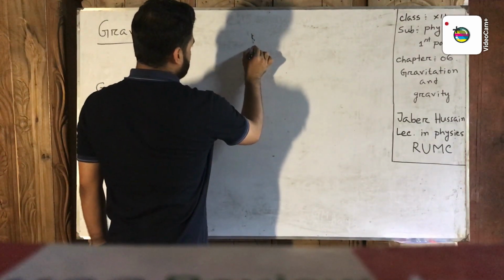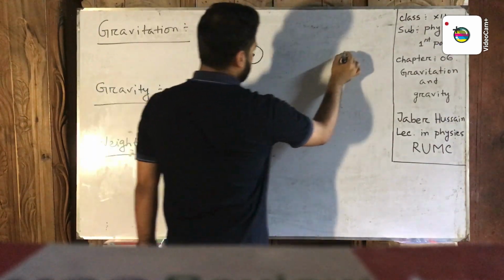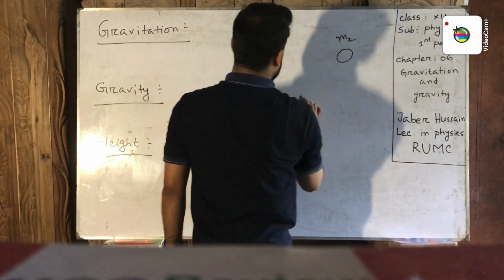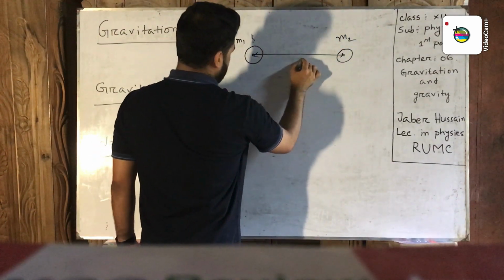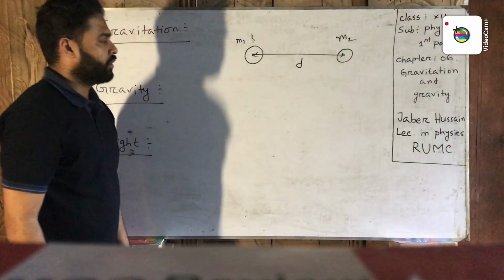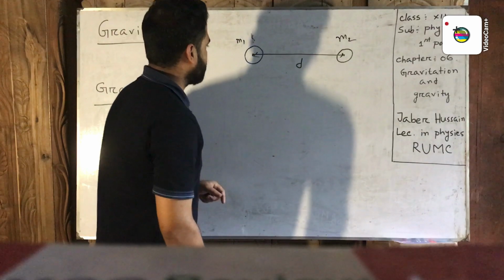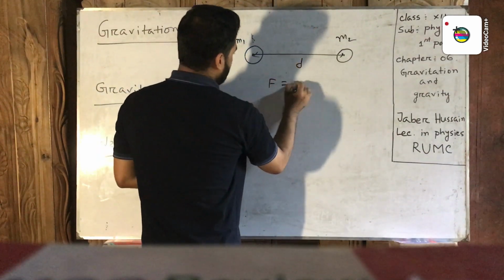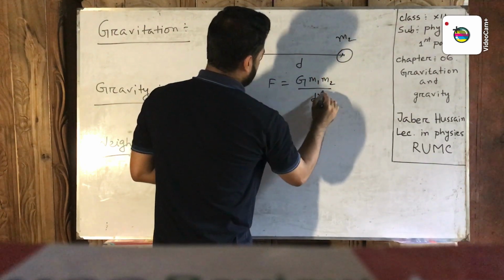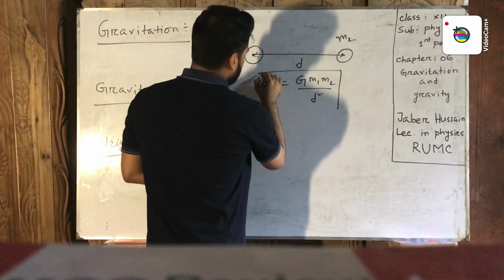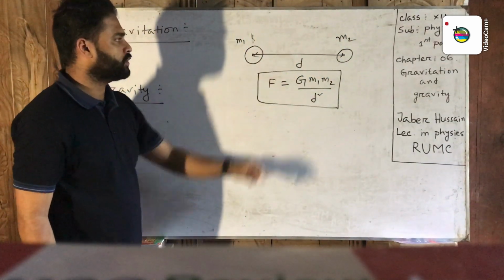Now we consider an object of mass m1, another object of mass m2, and the distance between the two objects is d. From Newton's gravitational law, the attraction force between the two objects is F equal G m1 m2 divided by d square. This is Newton's law of gravitation. This is the attraction force between two objects.